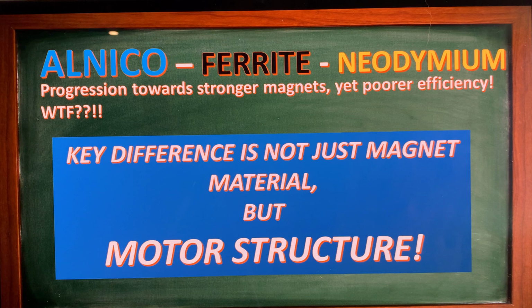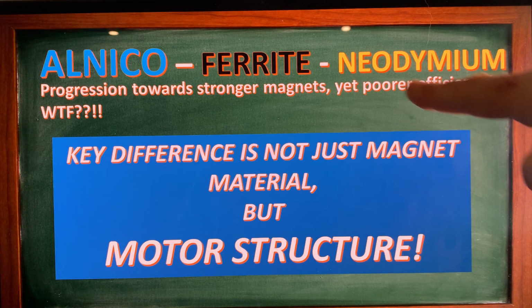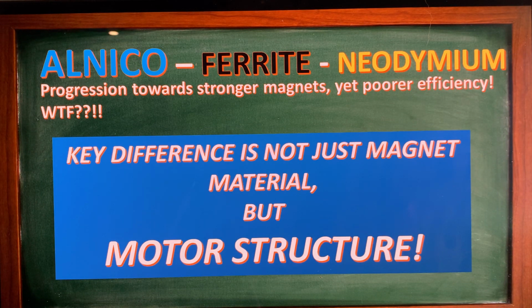yet we observe that as we go higher in the progression of using stronger magnets, the loudspeaker drivers are poorer and poorer in efficiency. And this does not compute, because if you have a stronger magnet, you should get higher efficiency because you have greater strength. So why are we seeing the exact opposite?